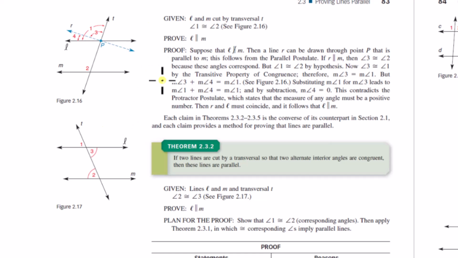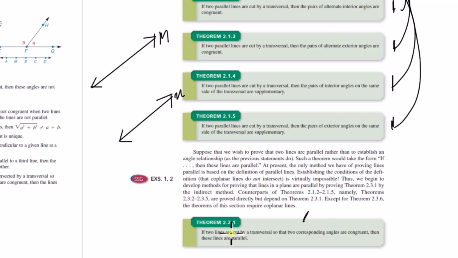Well, first of all, the indirect proof was sufficient here. We accomplished everything we needed to prove that theorem. We proved that if two lines are cut by a transversal so that two corresponding angles are congruent, then these lines must be parallel. Just one pair of corresponding angles proves that the lines are parallel. That's all you need. So why didn't we need to show that multiple pairs were congruent?